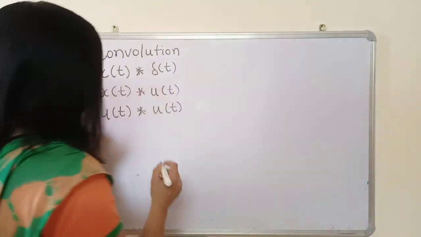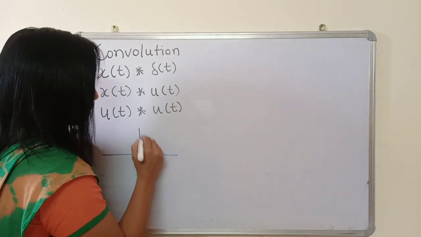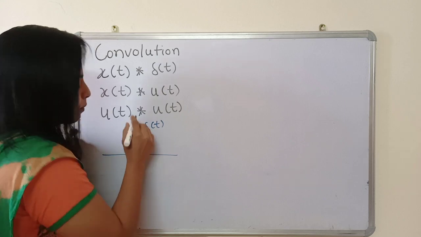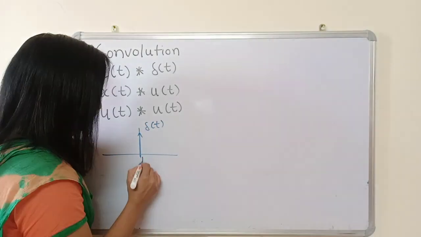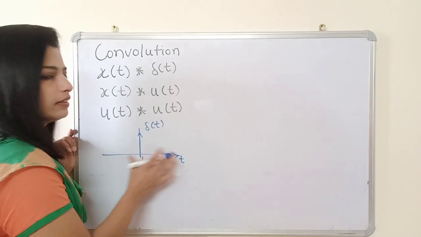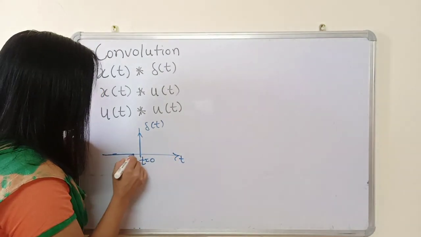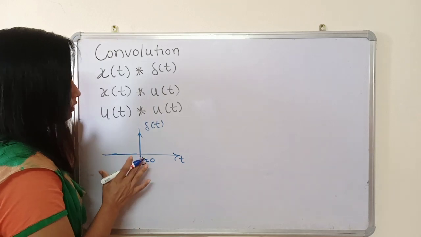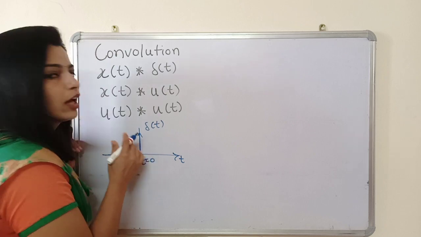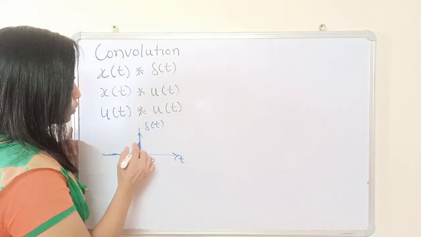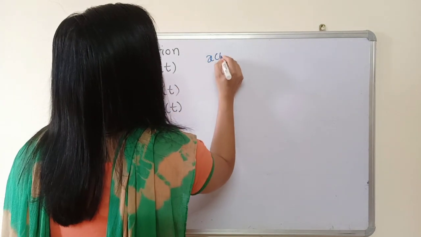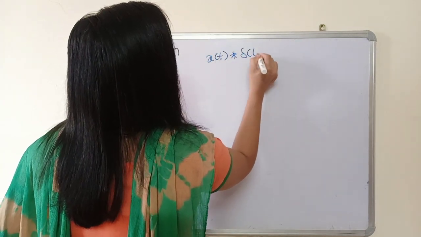So you know that an impulse signal del of t is present only at t equal to 0, and otherwise the signal is 0 all the time. The area of this impulse is 1. You can't call its amplitude 1. Okay, so we'll start with this convolution, x of t convolved with del of t.